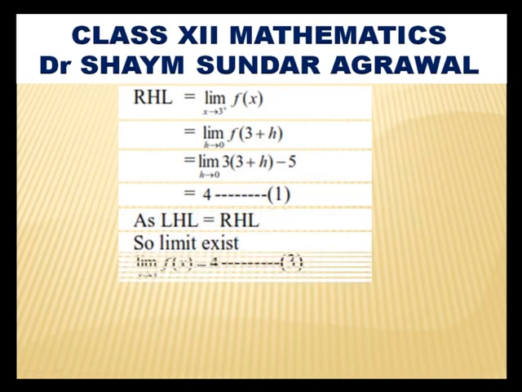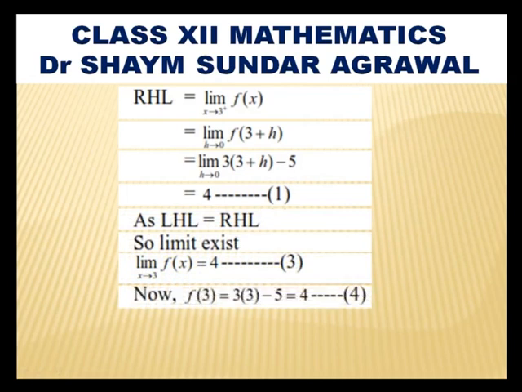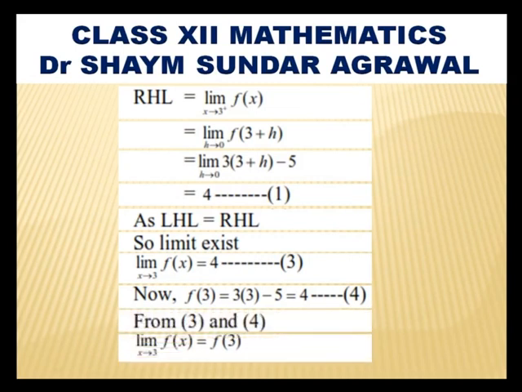So we can say limit x tends to 3 of f(x) equals 4. Now let us find its functional value, meaning the value of f(x) at x equals 3. So f of 3 equals 3 into 3 minus 5, which equals 4. So the limiting value and functional value are the same. As this function satisfies all the three conditions, hence this function is continuous at x equals 3. So it's a very simple one.